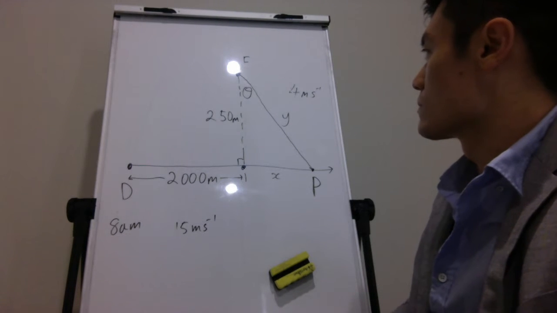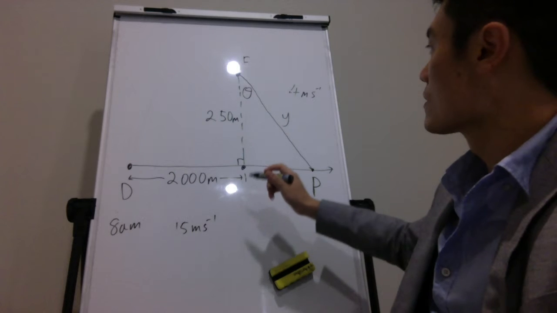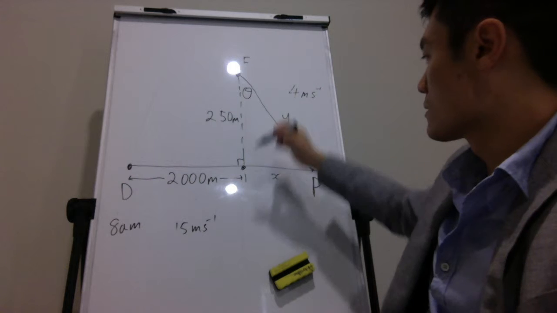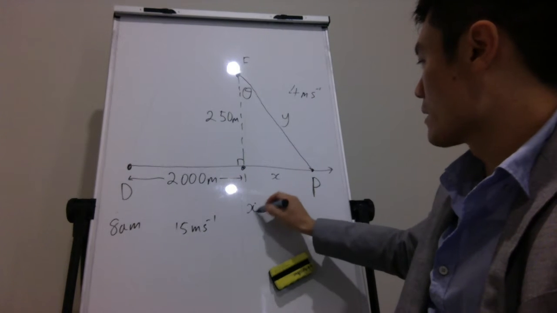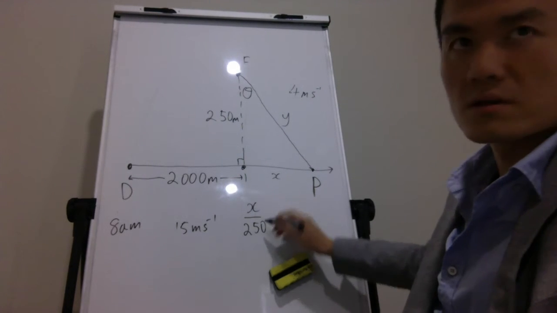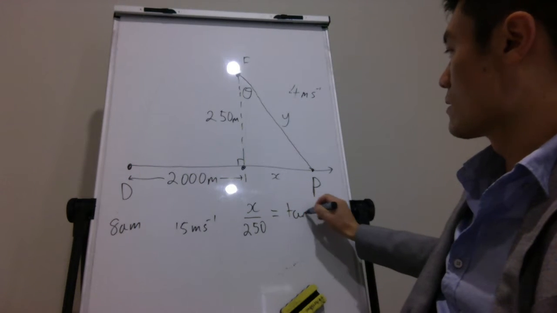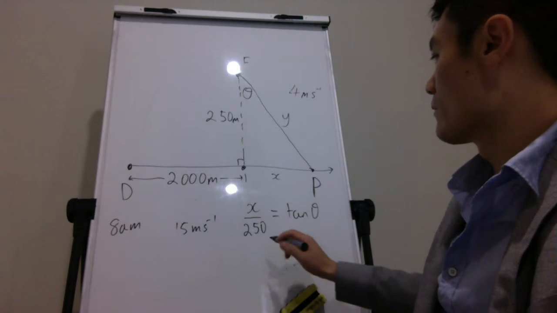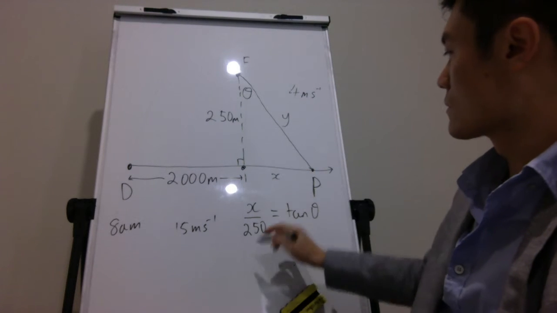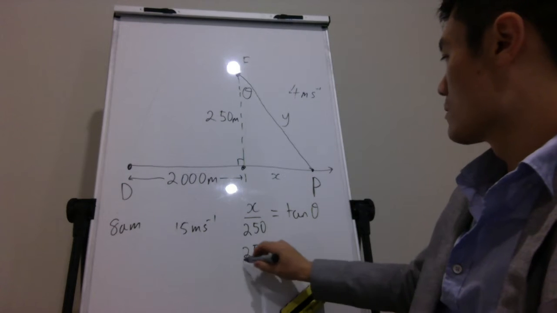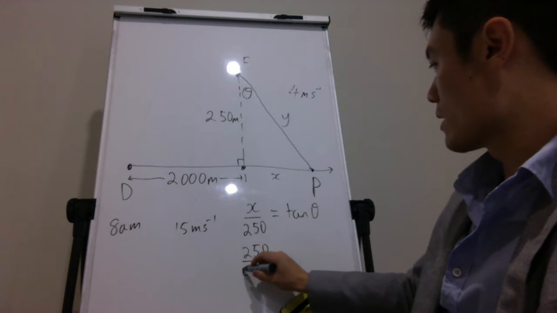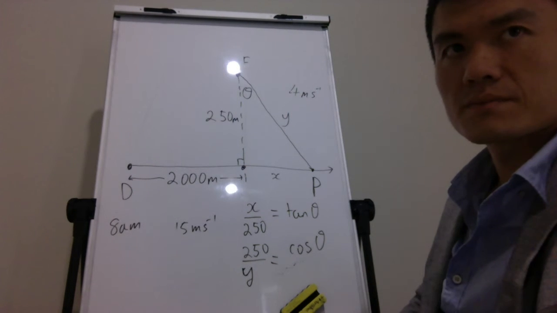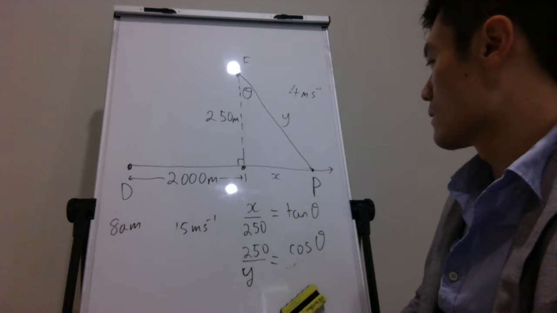So some simple trigonometry will tell you that x over 250 is equal to tan theta. Yeah? And then you have 250 over y is equal to cosine theta. Yeah?